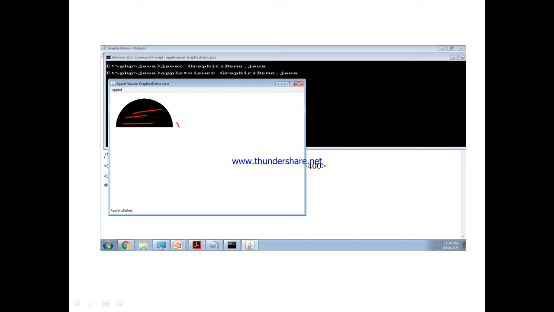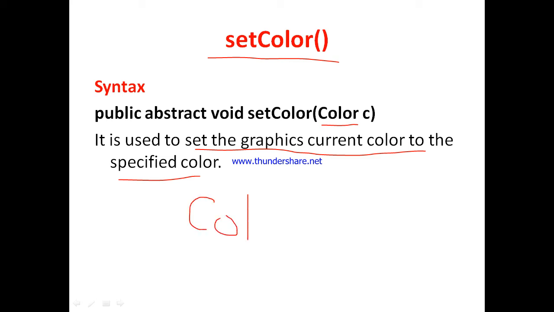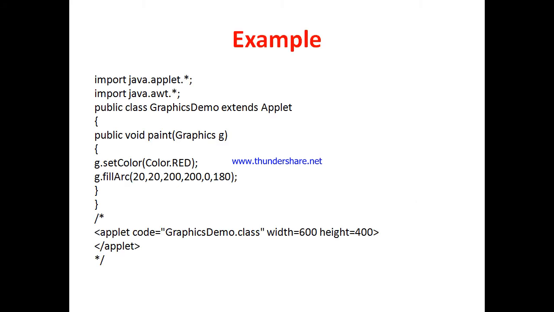But if you want to change the graphics color, then we have to use a method. That method is setColor. The setColor method is used to set or change the graphics current color to the specified color. The specified color is given in the parameter. This color parameter may be a Color object, or it may be a color constant like Color.red, Color.green, Color.yellow, etc. Now, let us see the example.